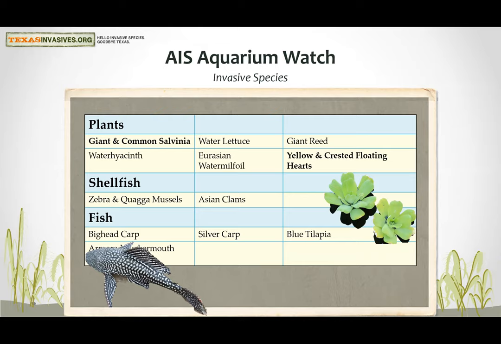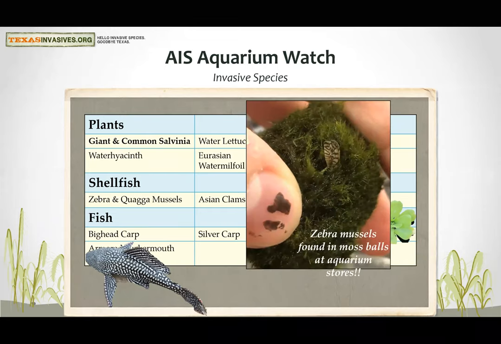Some of these we've known to be invasive species for a long time, so we shouldn't expect to find them, but it never hurts for us to keep looking, because earlier this year there was an accidental transmission of zebra mussels where they were being found in moss balls at aquarium stores. No, they were not selling zebra mussels themselves, but they were found in moss balls. So if you are interested in helping us with that, please contact us.